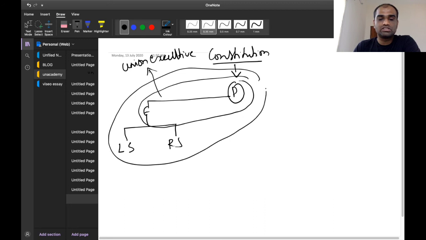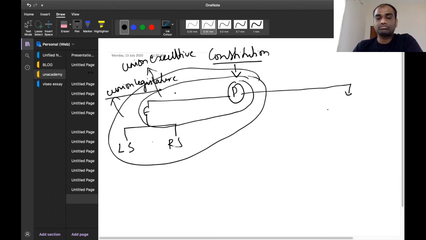This will come under Union Legislature. Okay. This will come under Union Executive. So what does this imply? In India, since India is a parliamentary form of government, the Union Executive will be taken out of the Union Legislature, and importantly, the President is part of both the Union Executive as well as the Union Legislature.